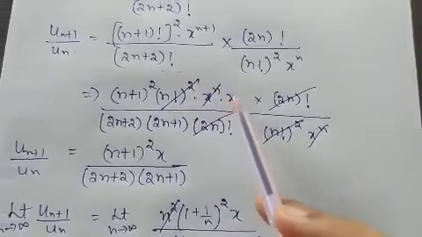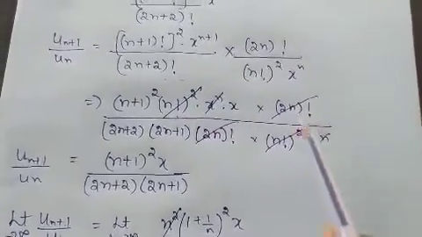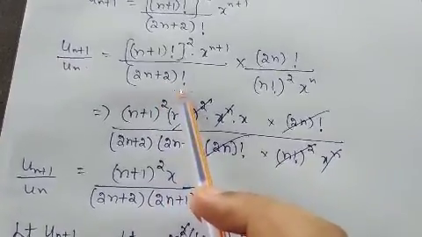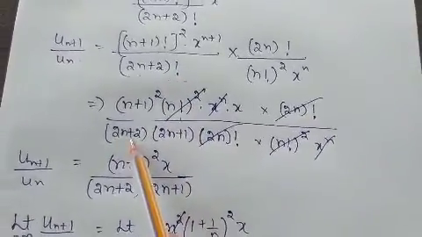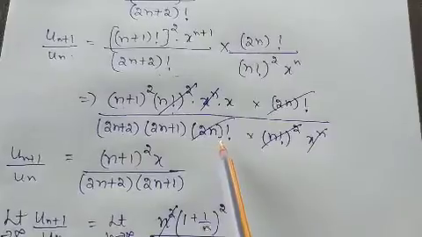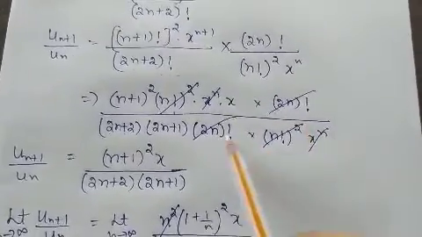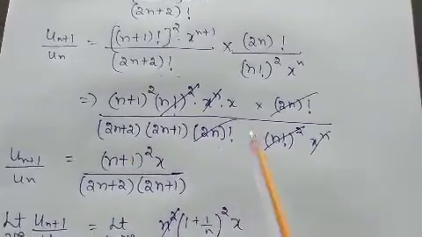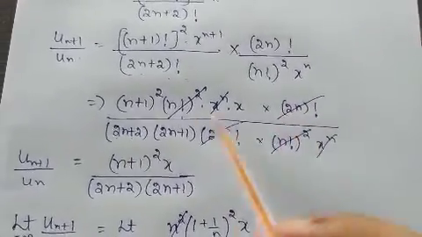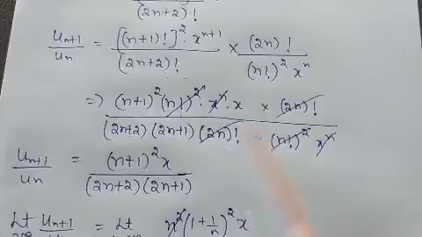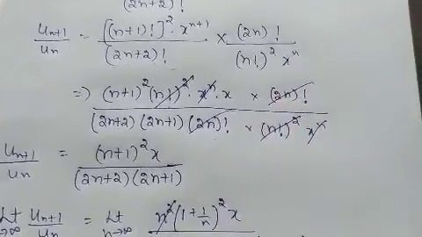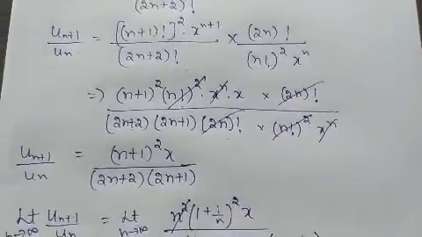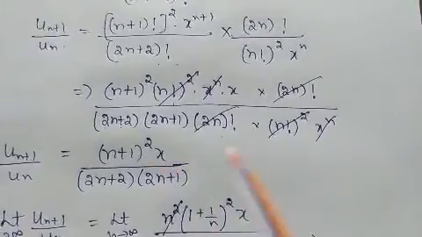Again x to the power n plus 1 can be written as x to the power n into x, and (2n) factorial as it is. Again (2n plus 2) factorial can be written as (2n plus 2) into (2n plus 1) into (2n) factorial. Again (n factorial) whole square and x to the power n as it is. Why am I writing like this? Because I have to cancel. If I reduce it like this, easily the terms will get cancelled. These are things you will get while solving more and more problems. So your main intention is to cancel the terms. So I am splitting like this.